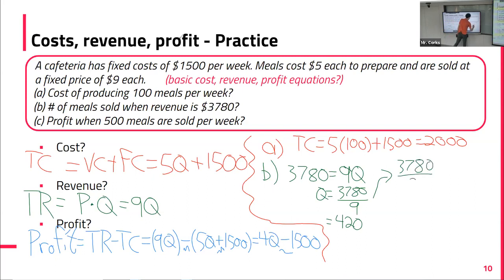3,780 over 9. Just split it up into parts that are workable or easier to think about. So 3,600 over 9 plus what's left over, 180 over 9. Then this is probably easy enough to do in our heads. 36 divided by 9, that's 4. And just put the 2 zeros back. 18 divided by 9, that's 2. Add one more 0. 400 plus 200 is 420. All right.